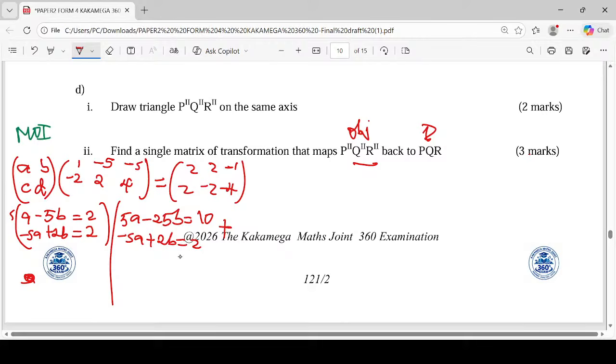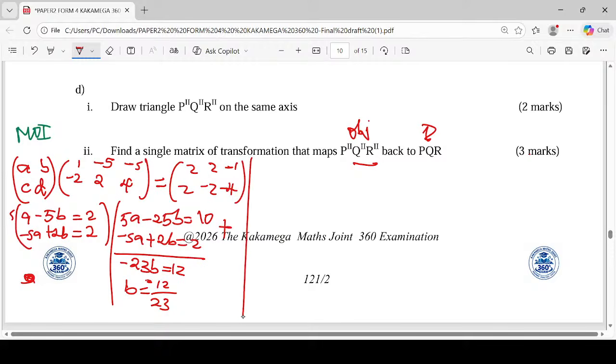You can add to eliminate the A's. Then negative 25B plus 2B, that is like saying negative 23B is equal to 12. Therefore, B is equal to negative 12 over 23. That's the value for B.